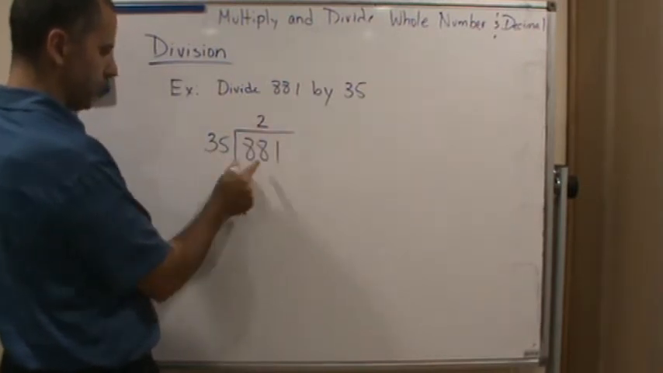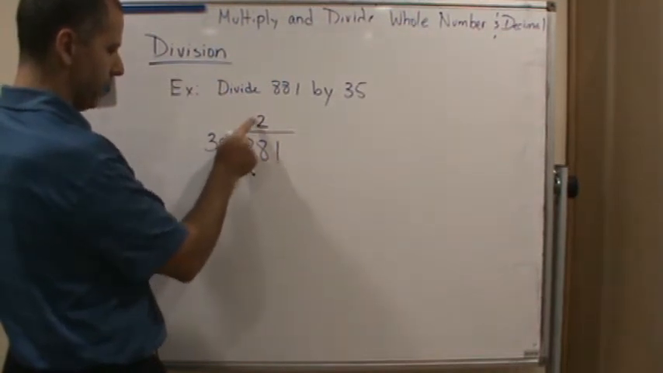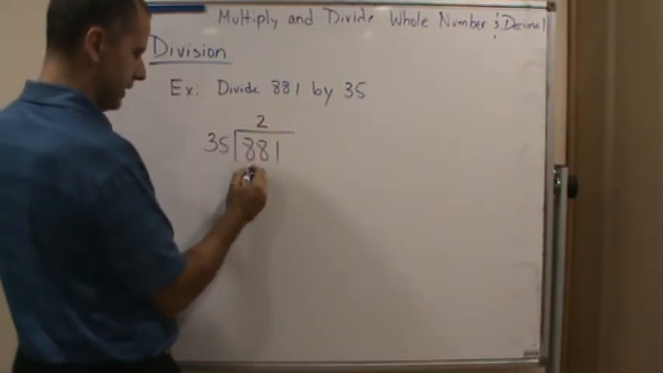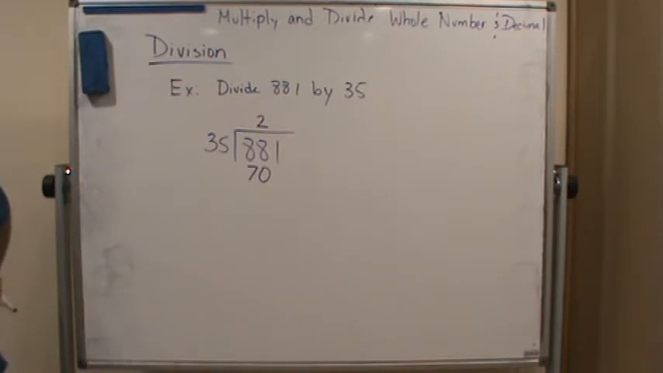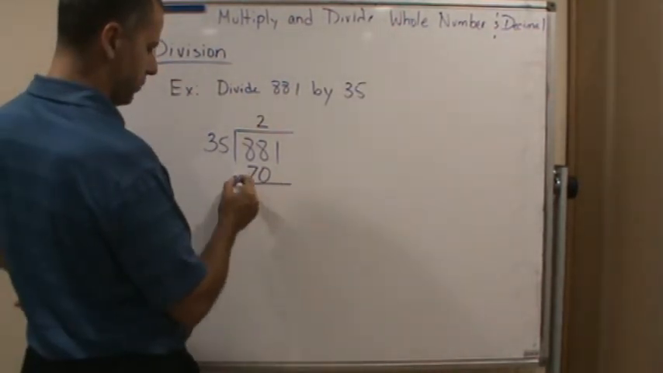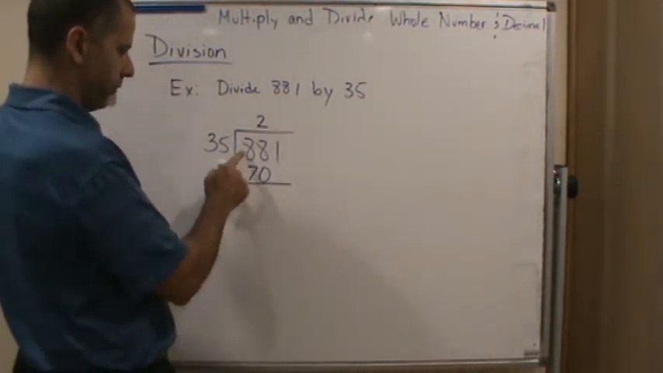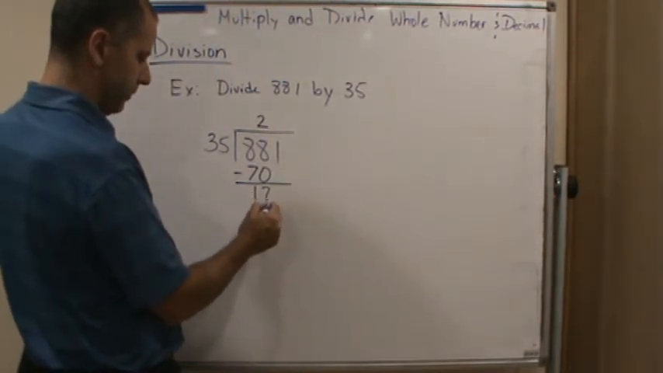Then we're going to multiply. So the first thing is we divide, then we multiply the divisor by the partial quotient. 35 times 2 is 70, and we put 70 right here, the product. The next step is to subtract. We subtract the product from the partial dividend, and we get 18.